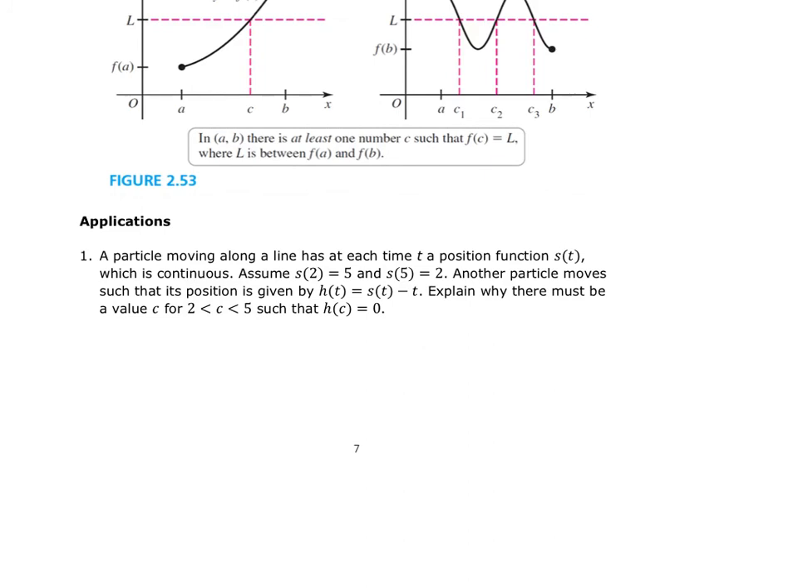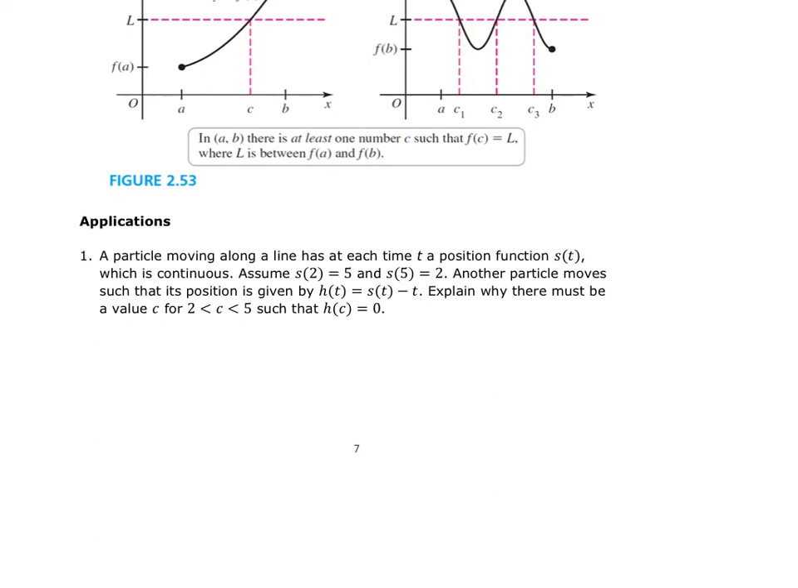So as an example, a particle moves along a line, and at each time t its position is given by the function s of t, which is continuous. Assume at 2 seconds the position is 5, and at 5 seconds the position is 2. Another particle moves such that its position is given by h of t is equal to s of t minus t. Explain why there must be a value c between 2 and 5 such that h of c is equal to 0.